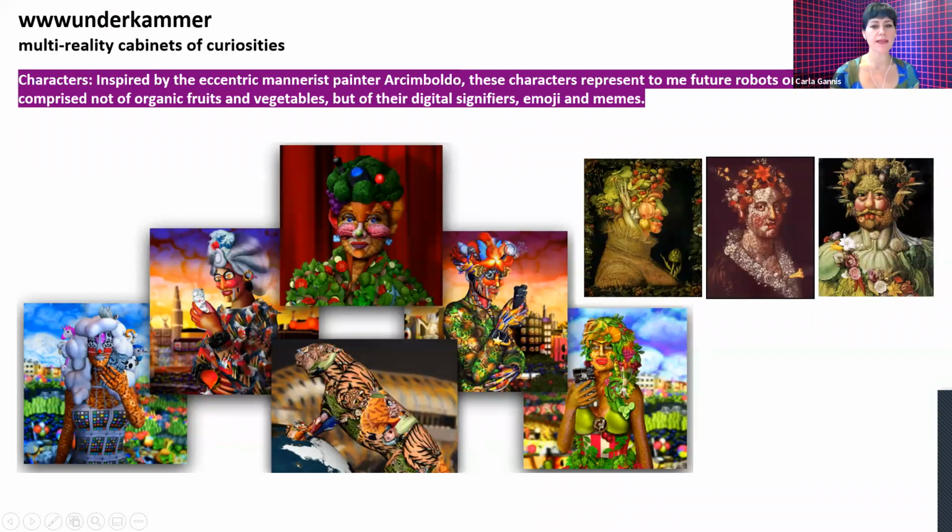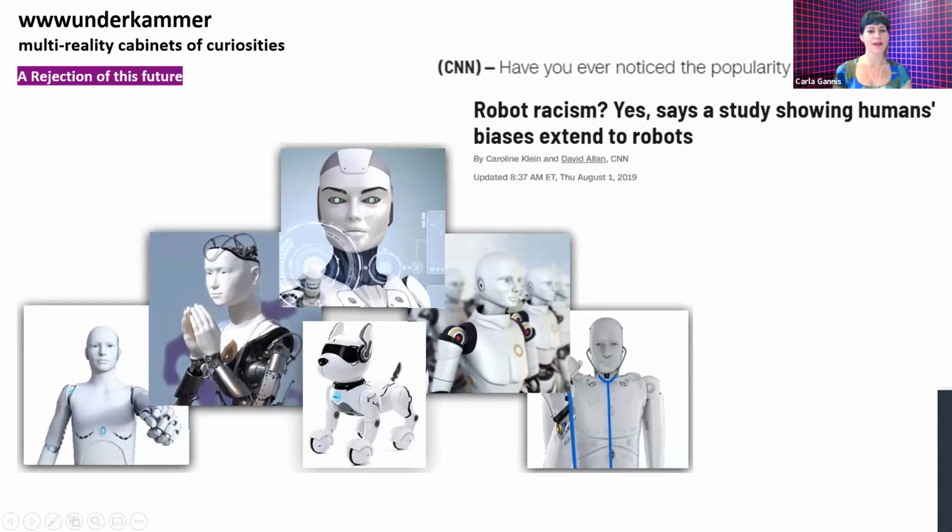I'll mention here quickly that in addition to CDOT, these other avatars have been sharing with my studio, or been in the studio, as early as 2017. And they are inspired by a Mannerist painter, Arcimboldo. He created portraits of people based on fruits and vegetables, organic fruits and vegetables. And I'm creating these portraits through their digital signifiers of emojis and memes. But I see them all, as crazy as it may seem, as prototypes for future robots, at least in my world. Because an all-white robot represents a horrifying and dystopic future to me.